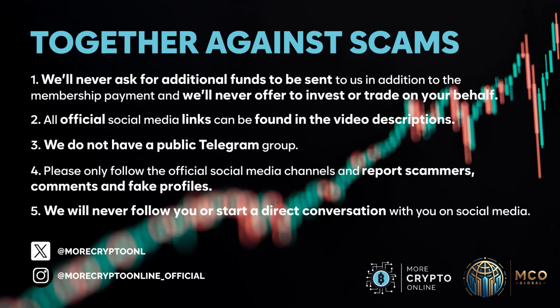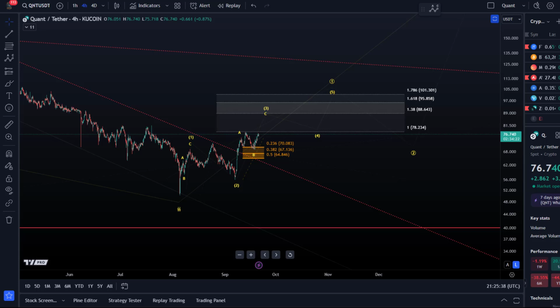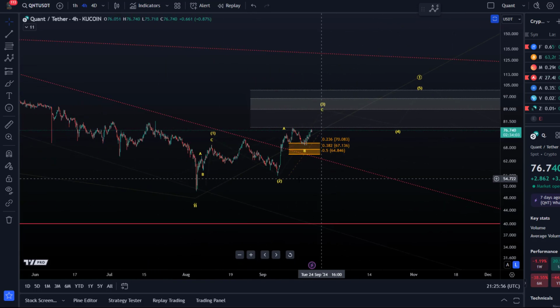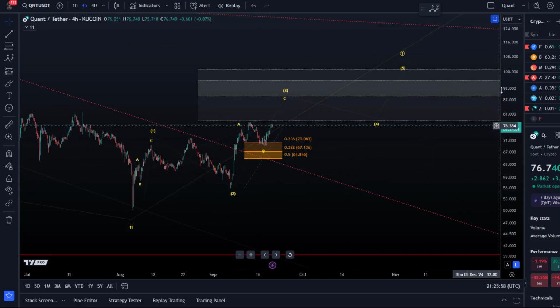Hello and welcome to another update video about QNT. QNT has rallied quite substantially here from our support region. I think we talked about it in the last video, a few days ago. And it's possible that now this next move up has started. So let's talk about the structure here.